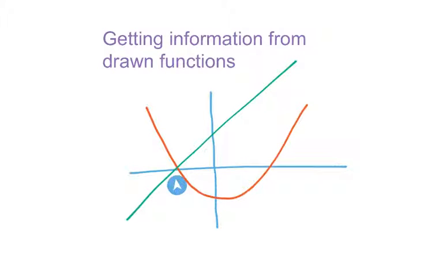And you'll be asked things like, for example, where does it cut the x-axis, where does it cut the y-axis, what's its minimum point? You might be asked, where does it cross over with another function? So let's have a look at some examples and see if we can make sense out of this topic.